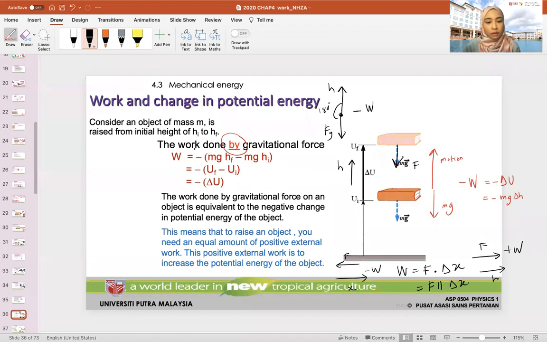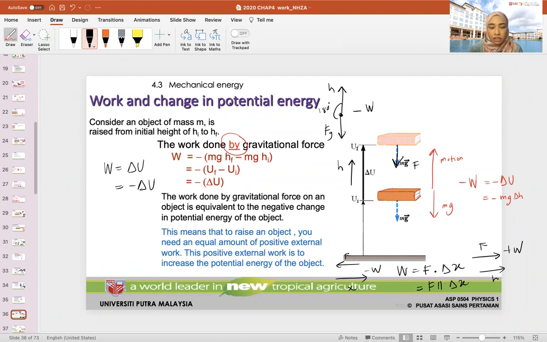So here, the work done by the gravitational force is negative delta U. Negative delta U. If the work done by the gravitational force is supposed to be negative, we can say that this is going to be negative delta U.